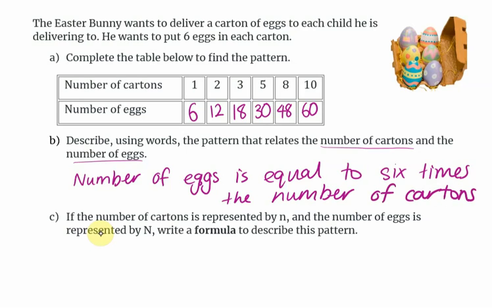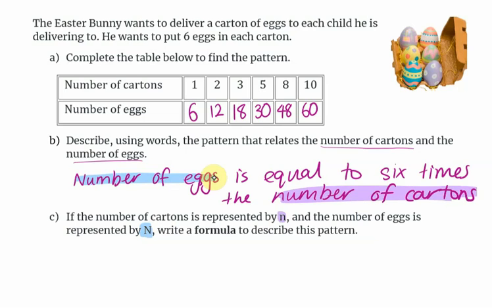Then part C says, if the number of cartons is represented by little n and the number of eggs is represented by capital N, write a formula to describe this pattern. So we're writing that same relationship, but we're doing it using an algebraic formula. Let's look at the rule we've written in words. The number of eggs was being represented by capital N. Our other unknown, the number of cartons, is represented by lowercase n.